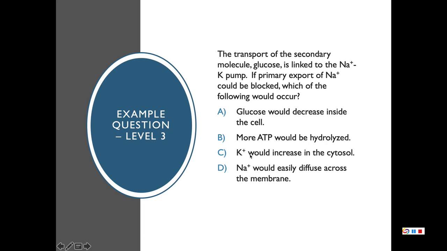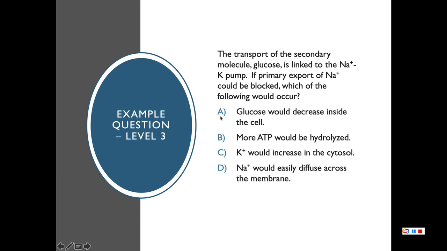And so if we blocked the primary export of sodium, potassium would increase in the cytosol. And that's not true because we are exporting sodium, but at the same time importing potassium. So if sodium is blocked from exporting, we're not going to be able to import or increase the concentration of potassium in the cell. More ATP would be hydrolyzed. Again, we can kick this one out because with the sodium-potassium pump shut down, there's no additional ATP that's going to be hydrolyzed for the energy source. So that leaves this one.